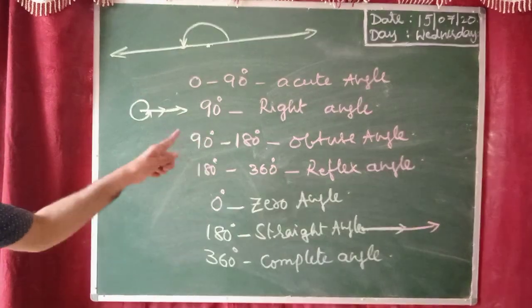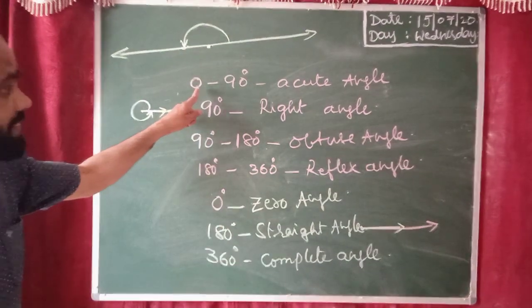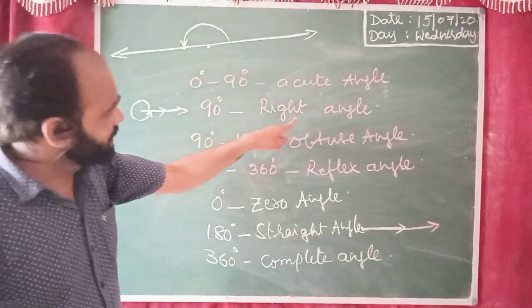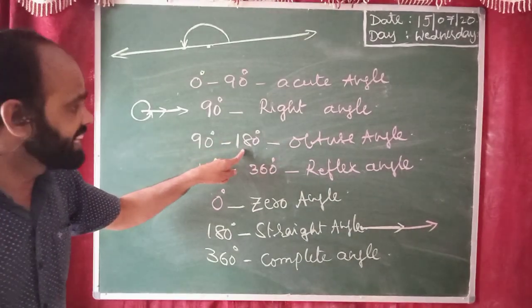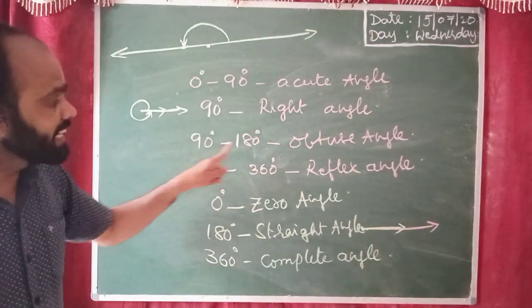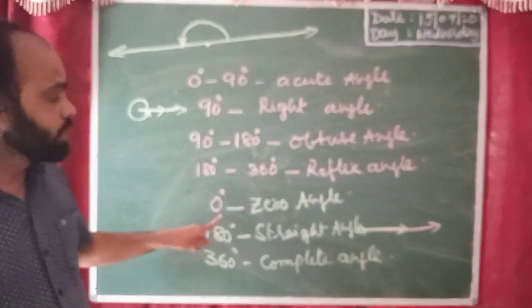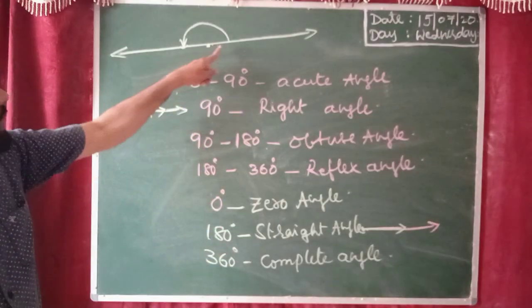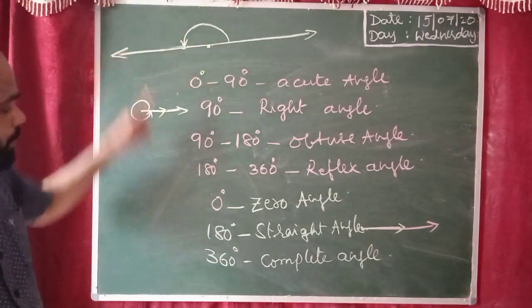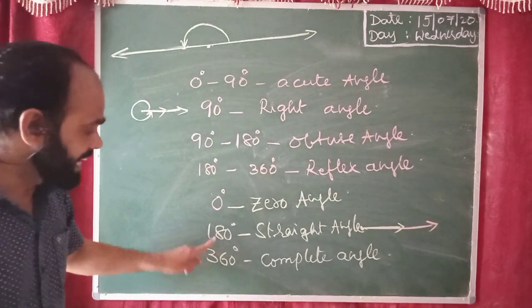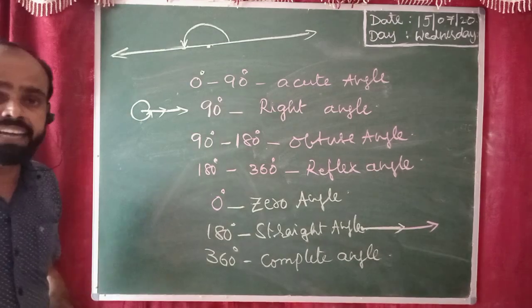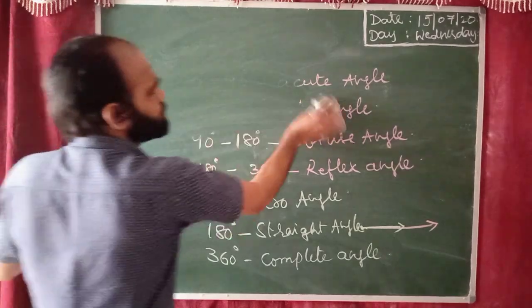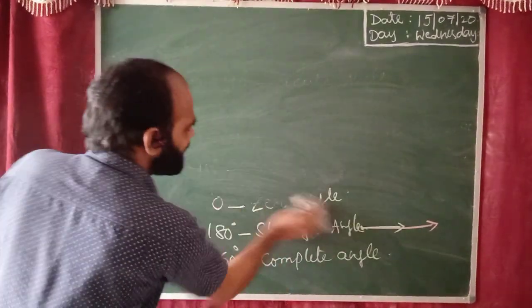These are the different names we have for angles. If it is between 0 degree and 90 degree, we call it an acute angle. Exactly 90 degree, we call it a right angle. Between 90 degree and 180 degree, we call it obtuse. 180 degree to 360 degree, we call it a reflex angle. 0 degree means no rotation is done at all, that is a zero angle. If the rotation is done exactly half of the complete revolution, we call it a straight angle, and if a complete revolution is done, we call it a complete angle. These are the different types of angles. We name them as per the values.